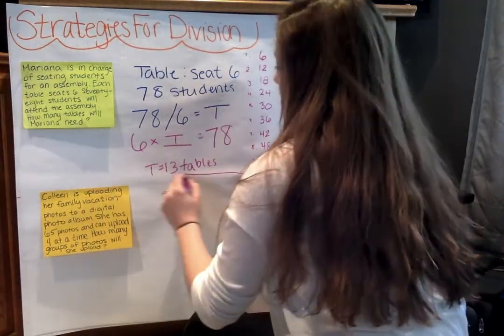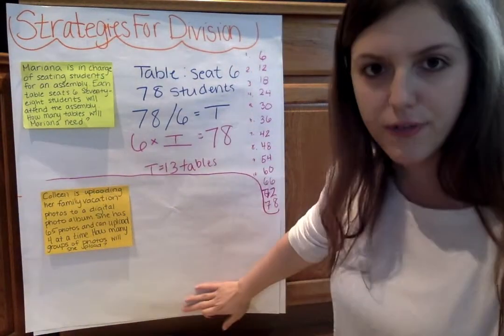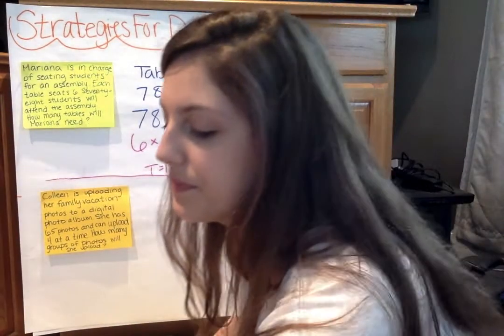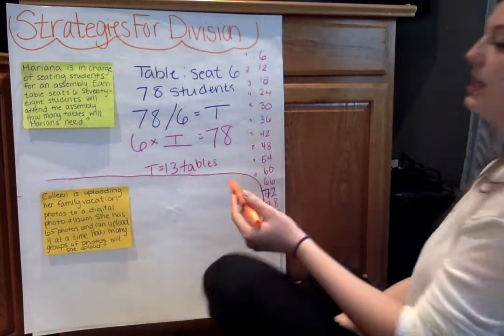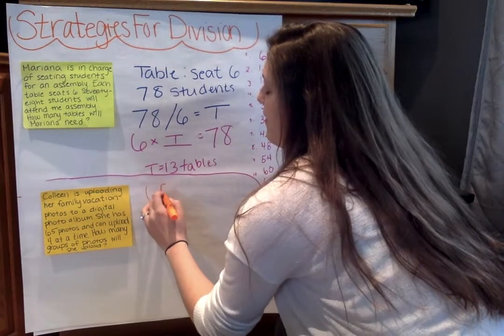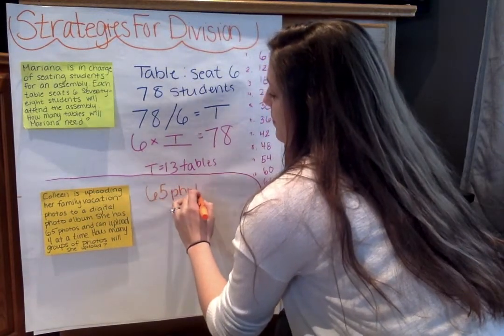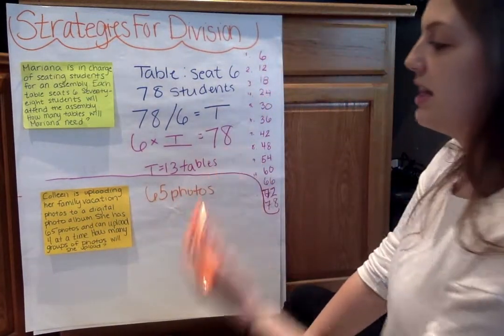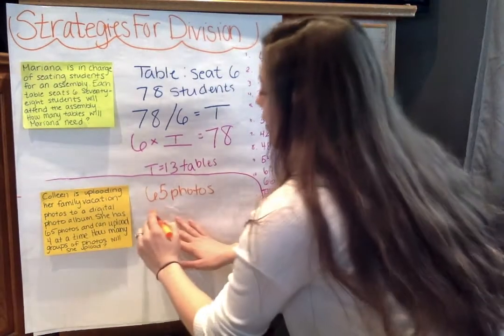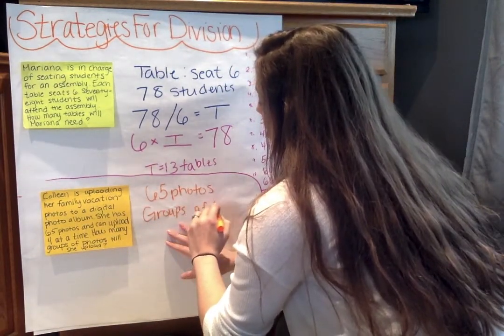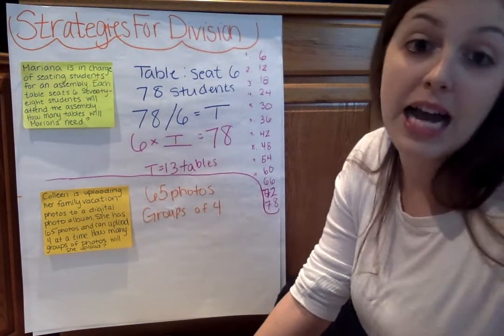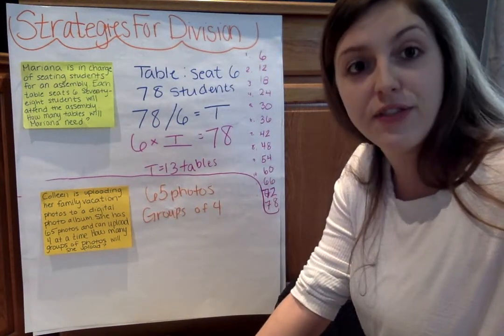Let's just block this off so I know all my work for this problem is going to go down here. So what I know is that there are 65 photos, and they're going to be uploaded in groups of 4. So how many groups does Colleen actually need?